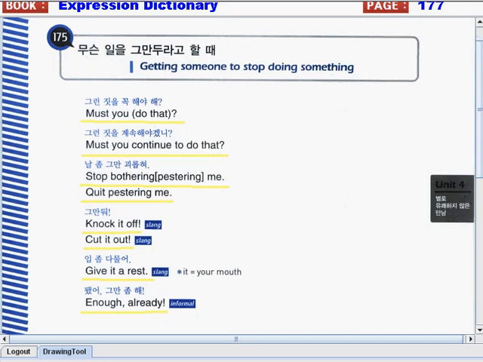Enough already. So again, these are expressions used in getting someone to stop doing something.